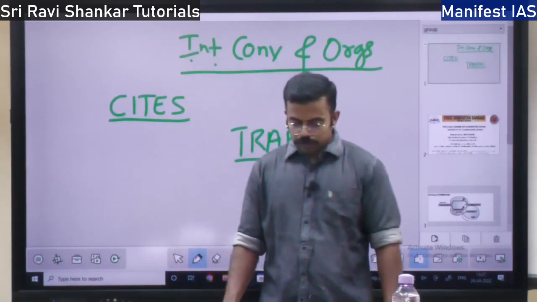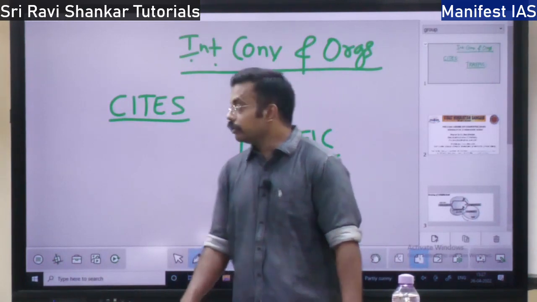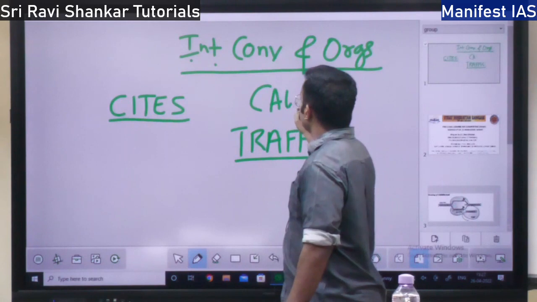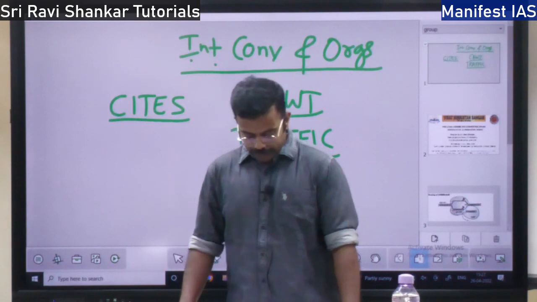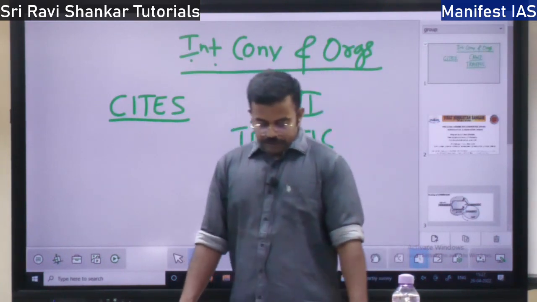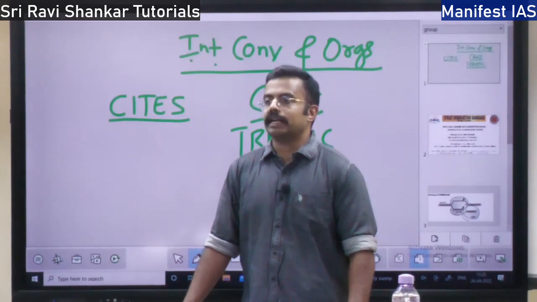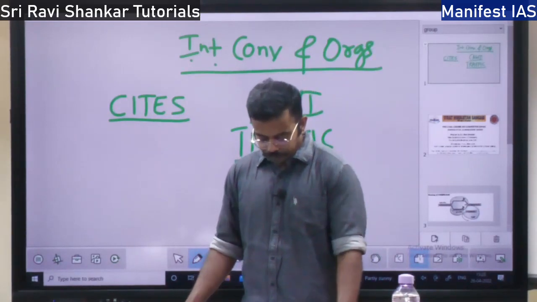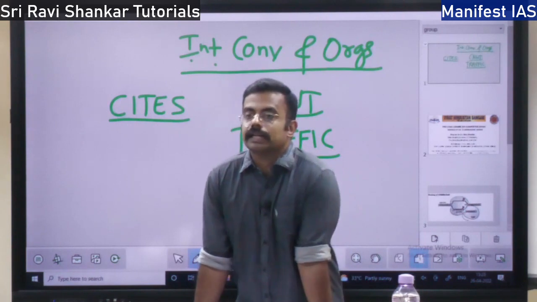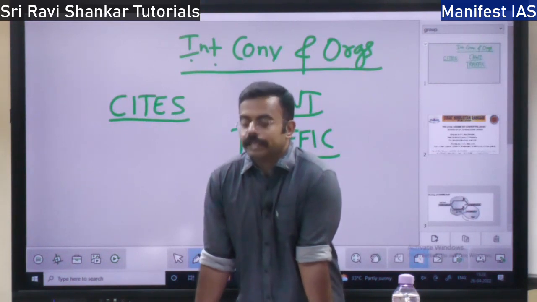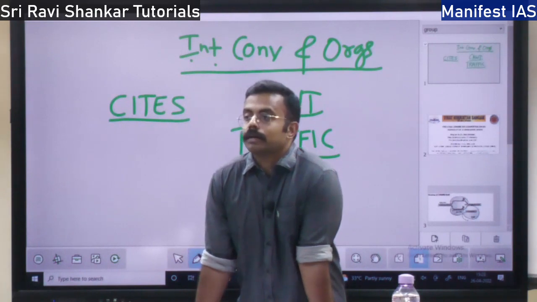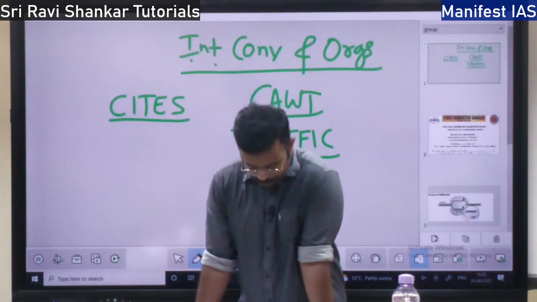Next I'm going to talk about CAWT. What is CAWT? Coalition Against Wildlife Trafficking. It aims to do what? End the illegal trade, as simple as that. Illegal trade in wildlife. When was this started? The Coalition Against Wildlife Trafficking was started in 2005. This CAWT aims to partner with public and private organizations, both government and private organizations.